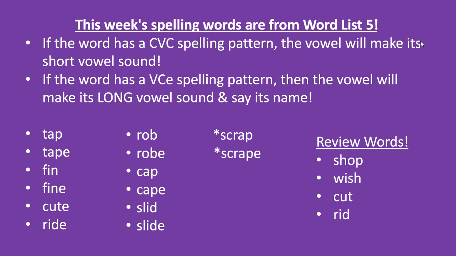Pretty cool, right? And then fin, CVC spelling pattern, short I. But if I add that magic E on the end, the vowel now says its name. It's long vowel sound. It turns into fine. Cute and ride both have that magic E, that silent E on the end, and they both make the long vowel sound. If I were to take the E off of cute, I would have cut, and that would be short.